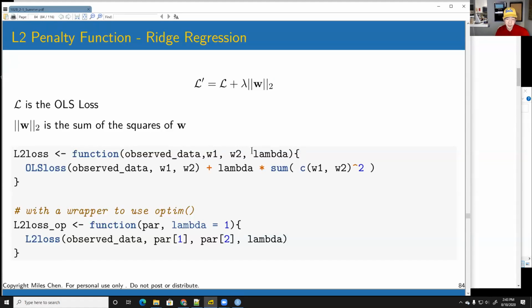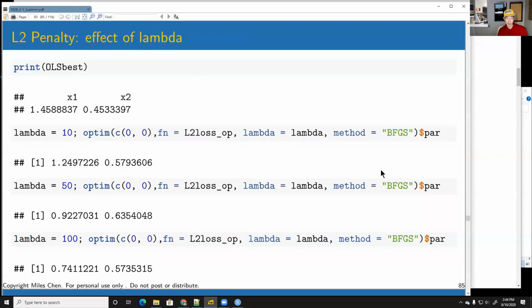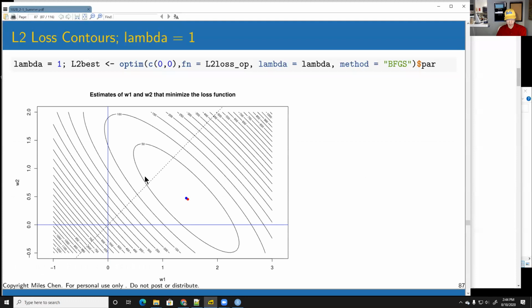So here we're taking the OLS loss and adding the sum of the W's squared. We take the W terms and square them, and we add that on, multiplied by lambda. Then we optimize this: the OLS loss plus our penalty term. Again, I won't bother going through all of these numbers line by line. You can look at these numbers. I want to show you here.